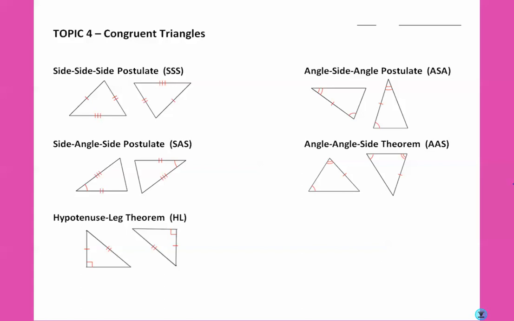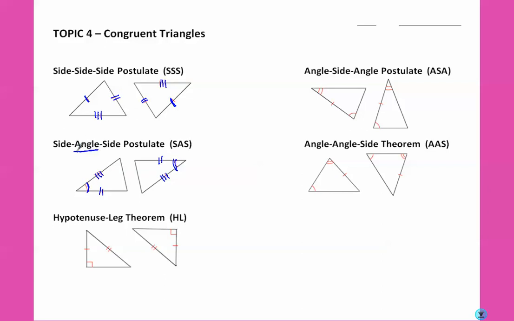All right, topic 4 is about congruent triangles. There are 5 ways that we can prove triangles congruent. We can use the side postulate, meaning that each side has a corresponding congruent side in the other triangle. Side angle side, meaning in between the congruent sides, the triangles have a congruent angle.